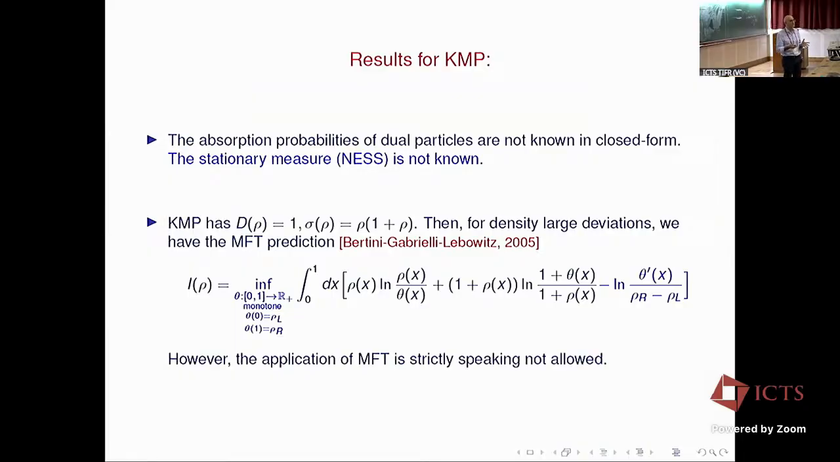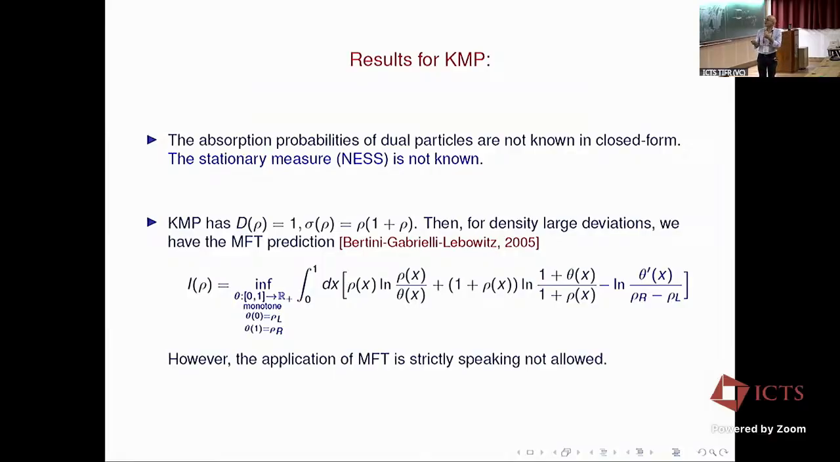But if you really want to have a closed-form expression for the stationary measure, you need to compute these absorption probabilities. Now, the paper of KMP was called Exactly Solvable Models. So I still think that one should maybe interpret that title in the sense that you can really compute this absorption probability, but as of today, this has not been done.